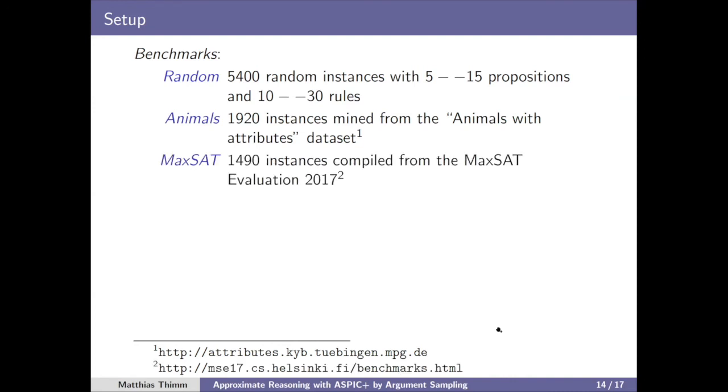Third, we also looked at MaxSAT competitions because they also have a lot of instances which are inconsistent, and we try to compile from these instances. So we try to compile rules from clauses in some way and use these knowledge bases as ASPIC knowledge bases. So if you like, I can give you more details on how we compiled that.